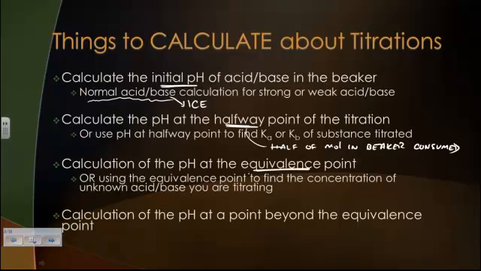You'll want to find the pH at the equivalence point. That's when all the moles are consumed stoichiometrically. Moles equals moles. And you'll want to find the pH beyond the equivalence point when you either have excess strong acid or excess strong base, depending on what you're titrating with. Those guys are the keys to what we do here.